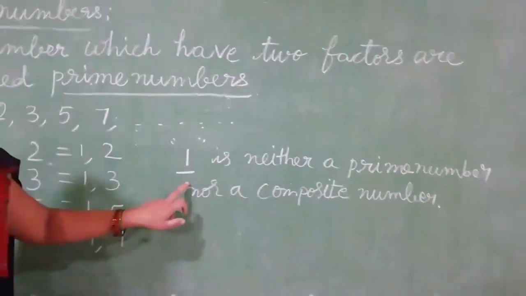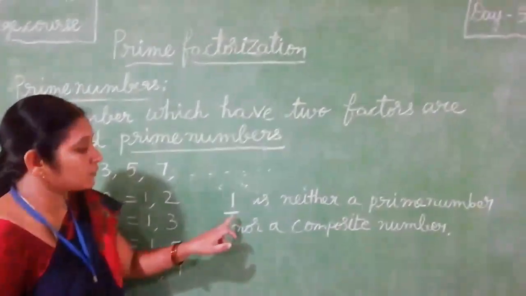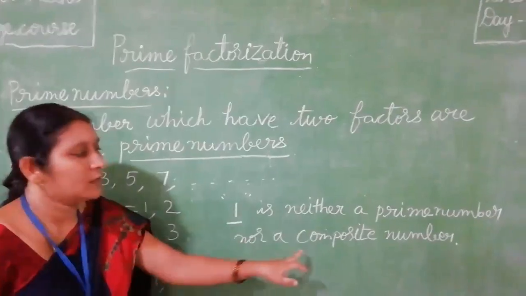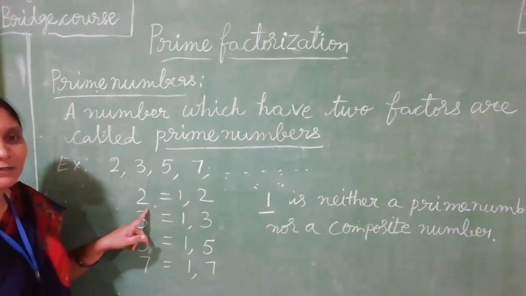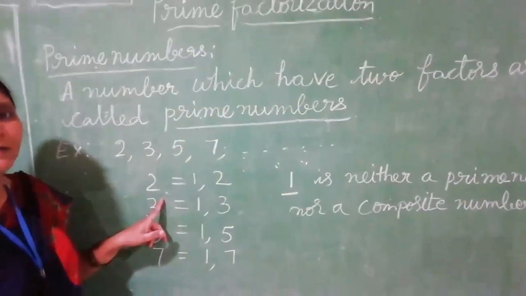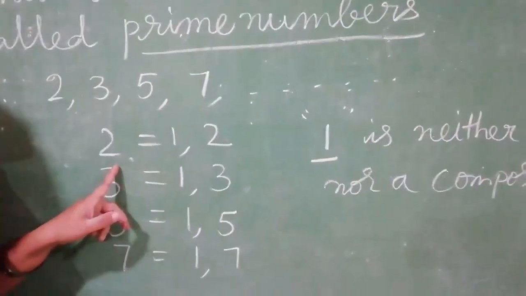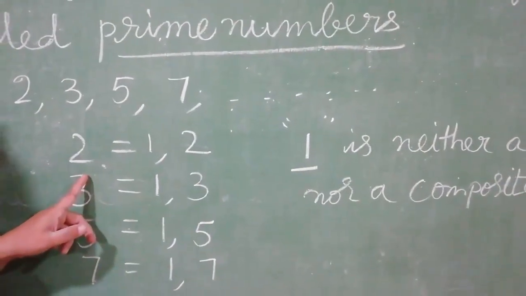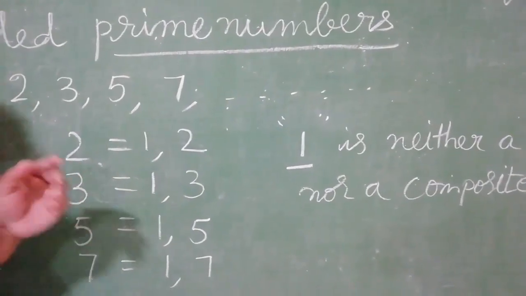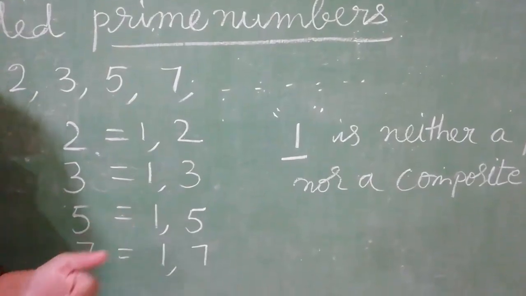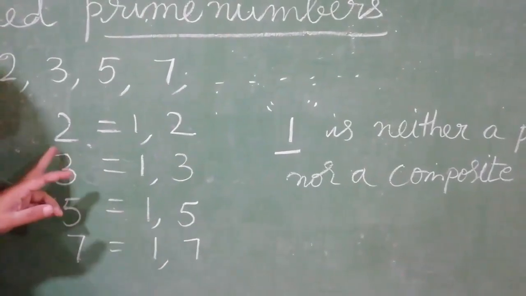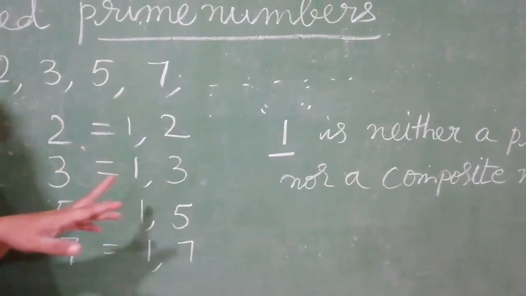Which is neither a prime number nor a composite number? Yes, 1 is neither prime nor composite. Now, the smallest even prime number is 2. Up to 50, how many prime numbers are there? 15 prime numbers are there. The remaining 14 are odd numbers. Only 2 is the even prime number.